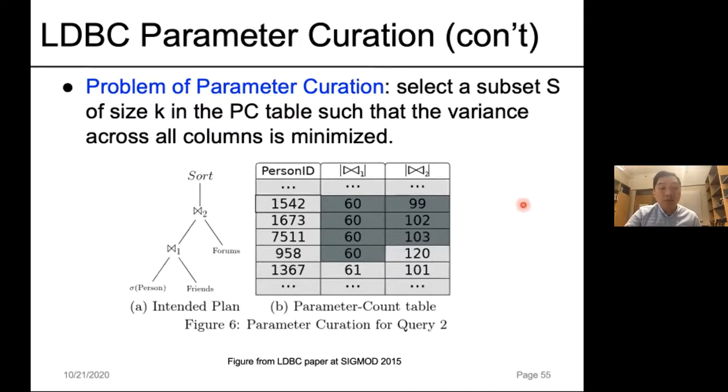the LDBC parameter curation is modeled as follows. Given an intended plan for the query, they will compute a parameter count table for the intermediate results in the plan. So the problem is to select a subset of size k in the PC table, such that the variance across all the columns is minimized. They show that this problem is inverse to the NP-hard join ordering problem.